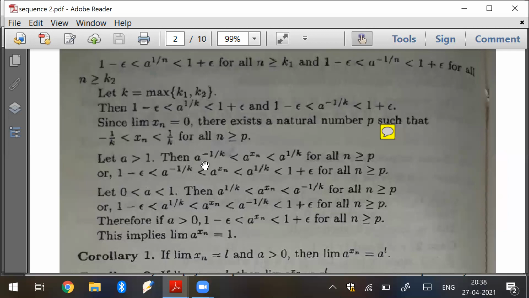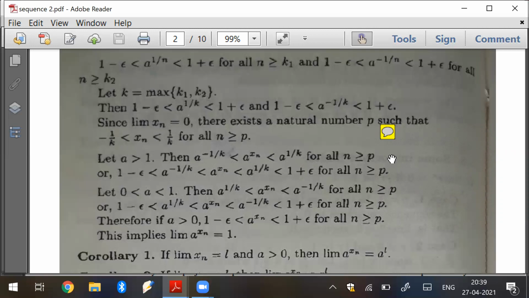That means a to the power minus 1 by k should be less than a to the power x, which should be less than a to the power 1 by k. And this is true whenever this is true. That means this relation is true as long as this relation is true. But this relation is true not for all n, but for n greater than or equal to p. So obviously, by chain rule, this relation is true for all n greater than or equal to p.